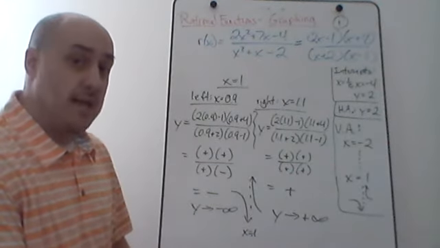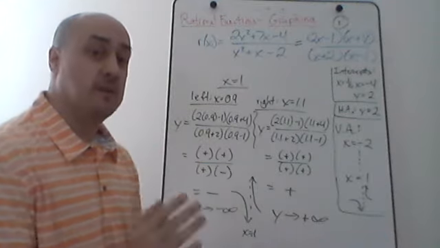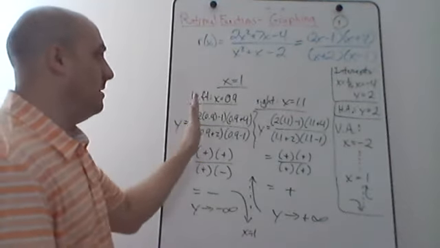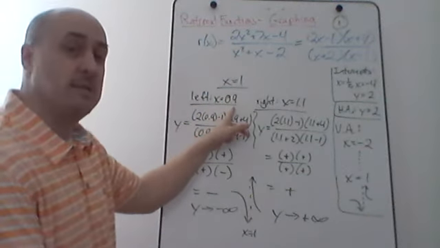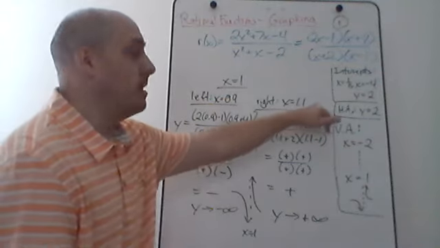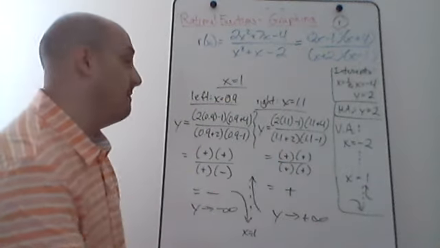Alright, so to test the vertical asymptote to see which direction the graph is going to go on either side, here's what we have to do. I pick a number a little bit to the left of x equals 1, so I pick x equals 0.9. That's going to tell me what's going on the left side of that asymptote. I pick a number a little bit bigger, x equals 1.1. That tells me what's going on the right side of the asymptote.